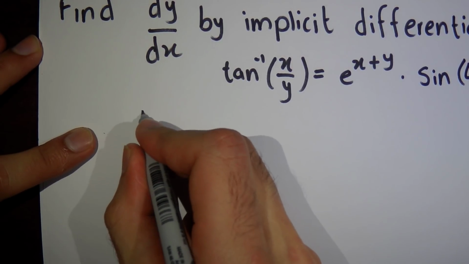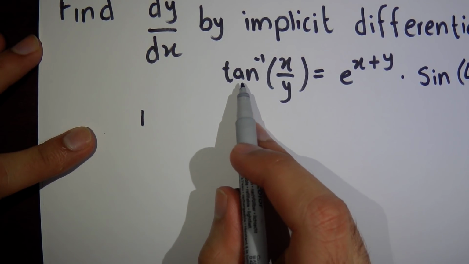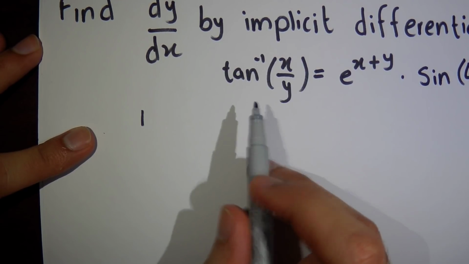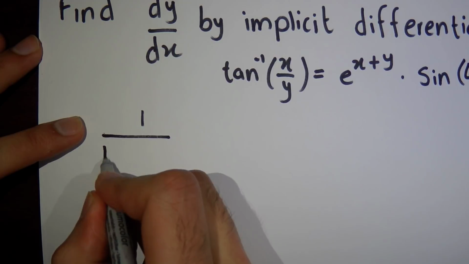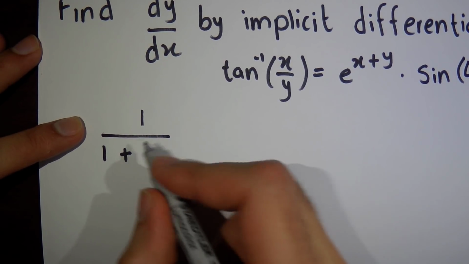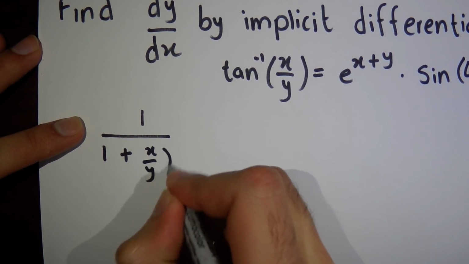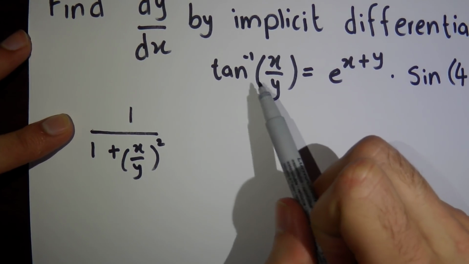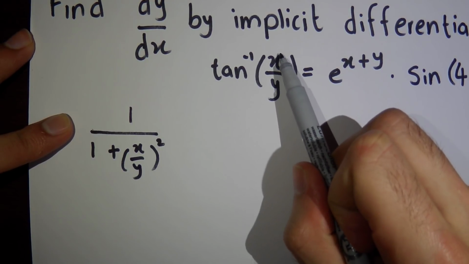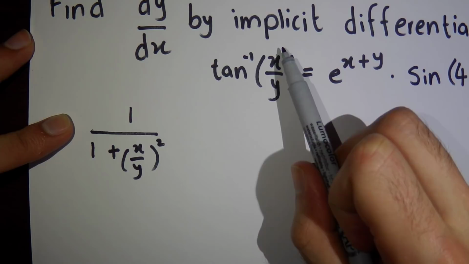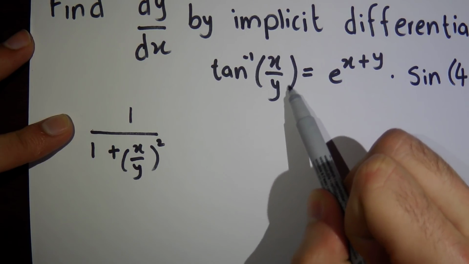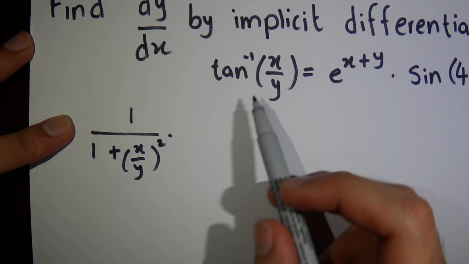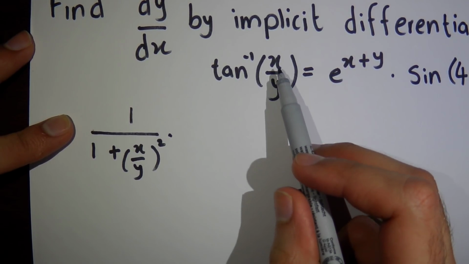Now we already know that the inverse of tan has a derivative of 1 over 1 plus whatever is inside this bracket squared. So we have 1 plus x over y in this case, whole squared. But of course we know the chain rule is being applied here since the brackets are holding a function within themselves. So we need to now find the derivative of whatever's inside this bracket. So this will be multiplied by the derivative of the inside, which is a quotient rule.